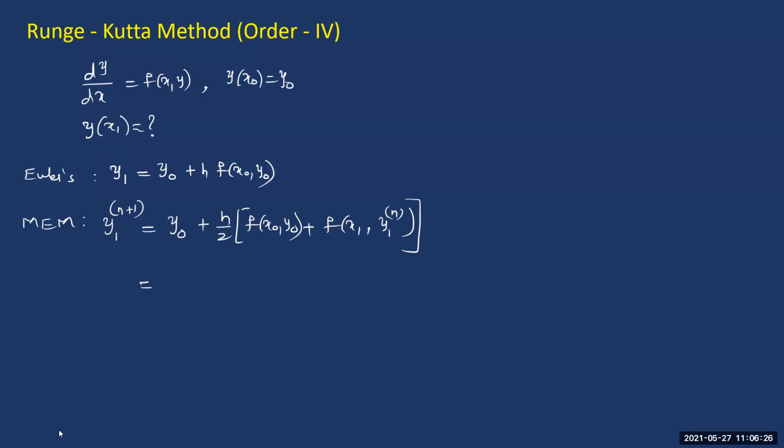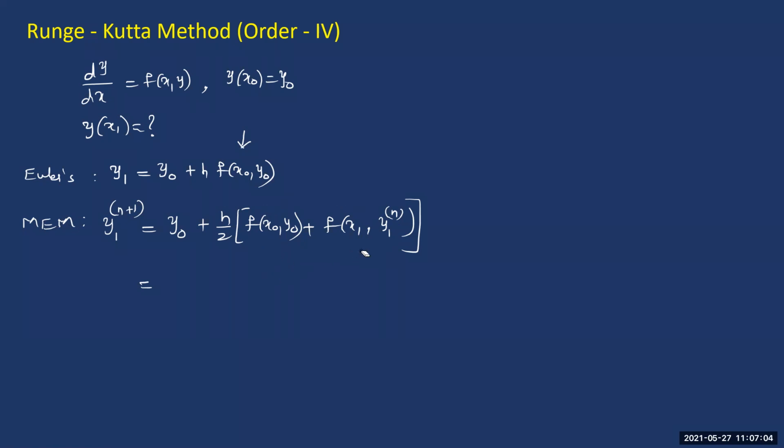Before that, understand what you have done, recall what you have done in modified Euler's method. In Euler's method, we have taken the slope at one point, x naught, y naught. To refine it, in modified Euler's method we have considered slopes at two different points: one slope at x naught, y naught, and another slope at this new point x1 comma y1 nth approximation. Keep that idea in mind. We are taking the average of these two slopes, the average of slopes at two different points. That is what we have done in modified Euler's method.